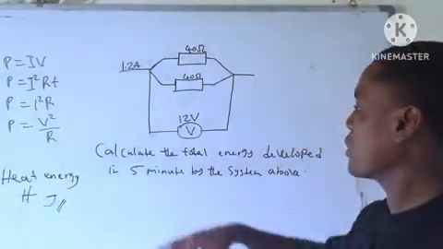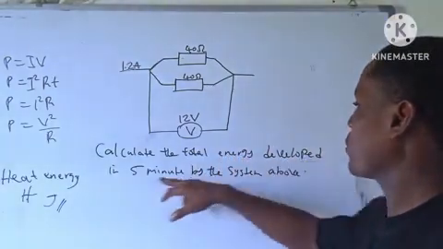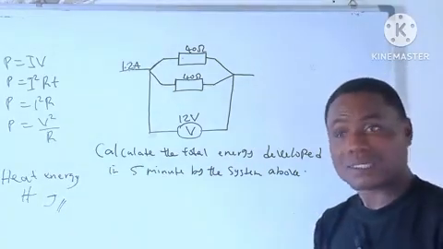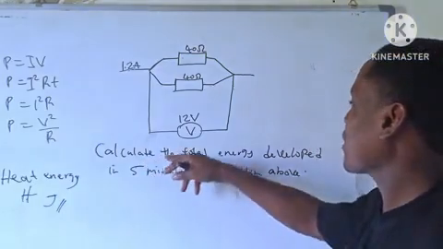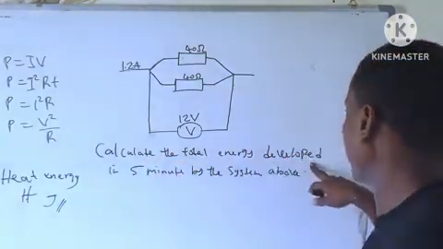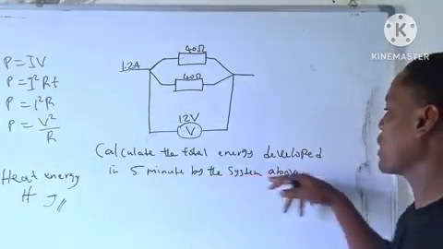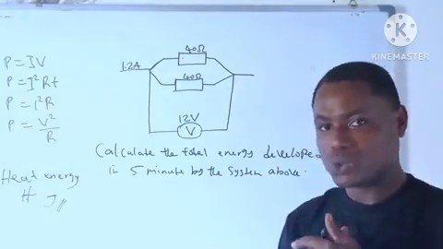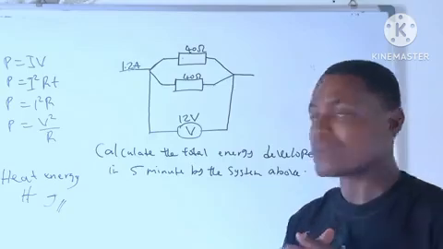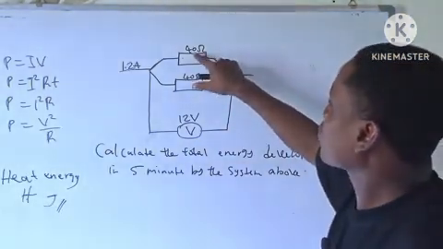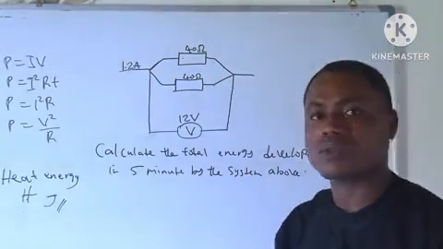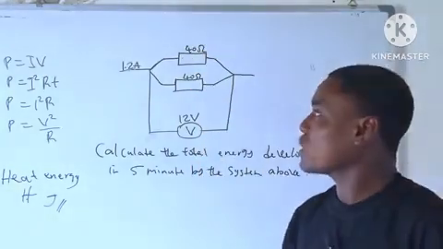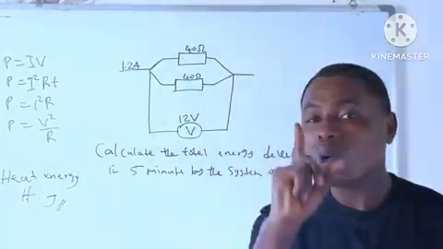Okay, let's come to this question. They said calculate the total energy developed in 5 minutes by the system above. We are given time again. So the first thing, what are we going to do? You know what to do now. The first thing is to solve for these two resistors so that we come out with a single resistance.